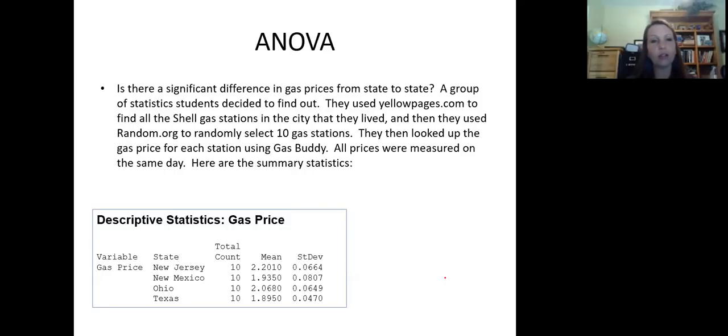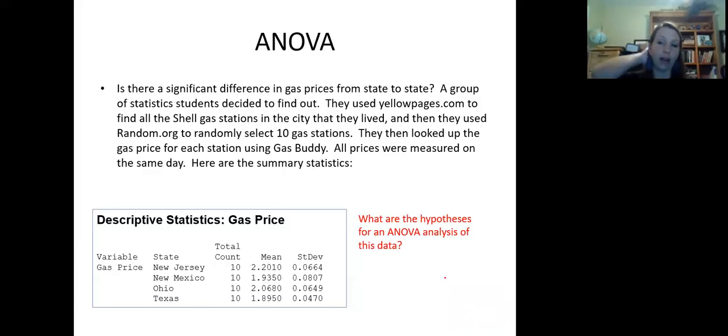Okay, so the last new topic that we talked about was analysis of variance. Here's the scenario we're going to look at. Is there a significant difference in gas prices from state to state? A group of statistics students decided to find out. They used yellowpages.com to find all the Shell gas stations in the city that they lived in, and then they used random.org to randomly select 10 gas stations. They then looked up the gas price for each station using GasBuddy. All prices were measured on the same day, and here are the summary statistics. In this case, we are comparing 4 states, New Jersey, New Mexico, Ohio, and Texas. And we just want to see if there's a difference.